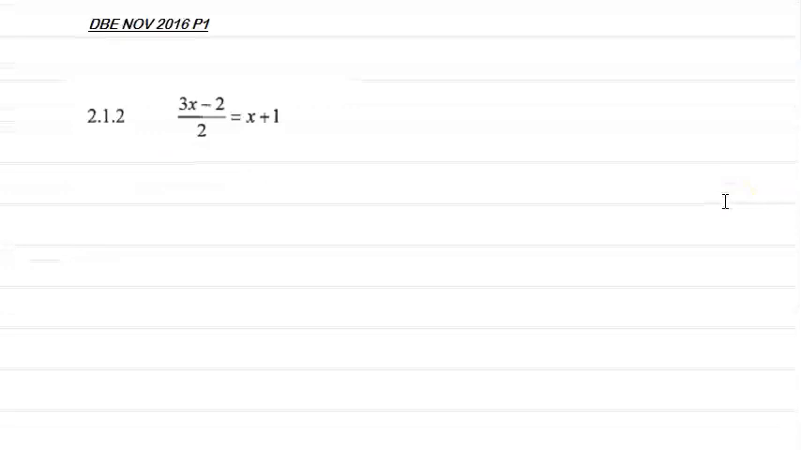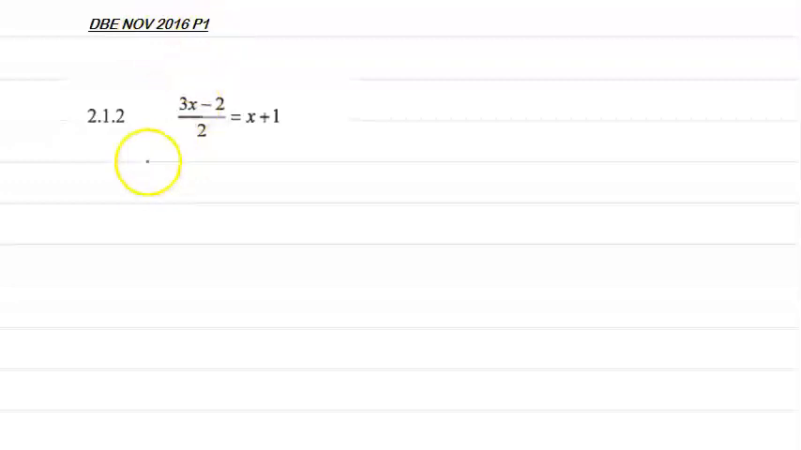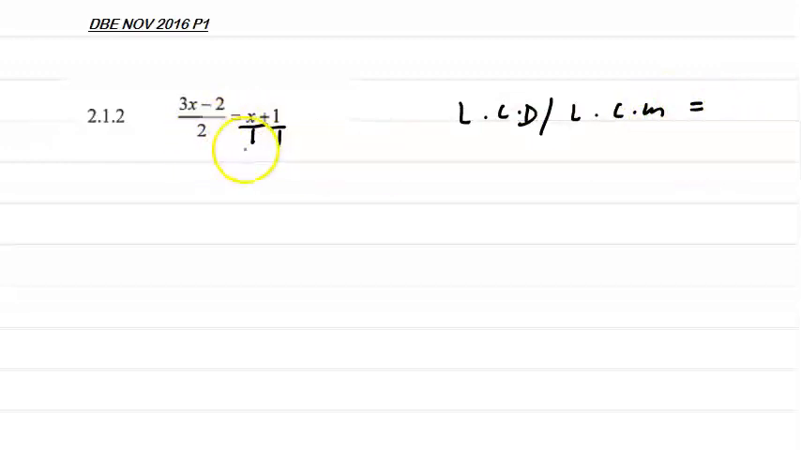The first question that I'm going to be looking at is from the DBE, Department of Basic Education, November 2016, paper 1. And the question is 2.1.2. It says (3x minus 2) over 2 equals x plus 1. Remember that whenever you have an equation with a fraction, you have to look for an LCD, lowest common denominator, or a lowest common multiple. In this case, it's going to equal 2, because if you put everything over 1, you've got denominators 2, 1, and 1. So the lowest common multiple or lowest common denominator would equal 2.